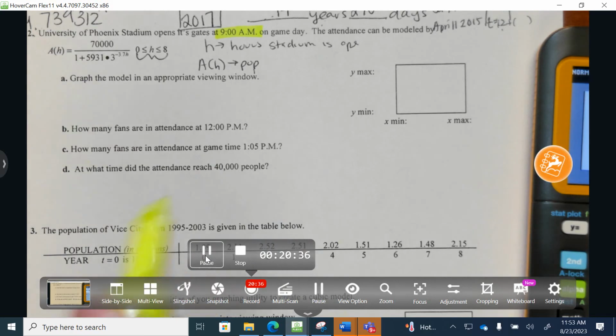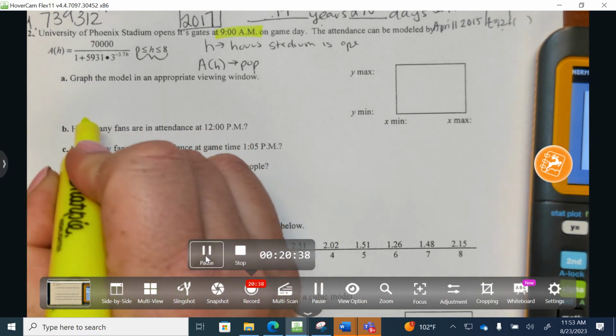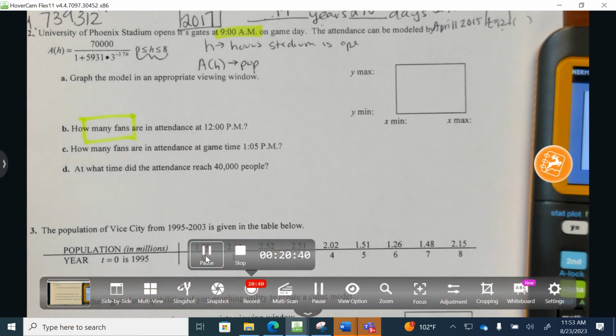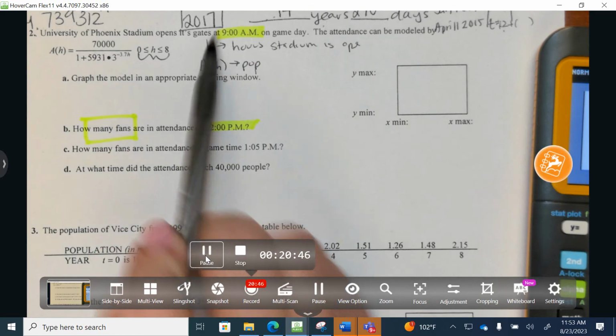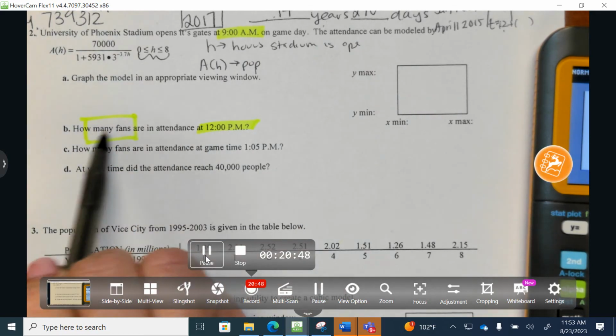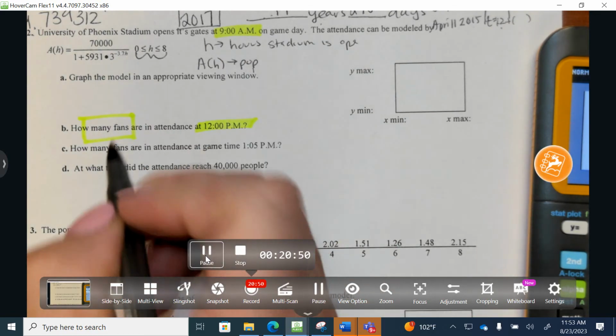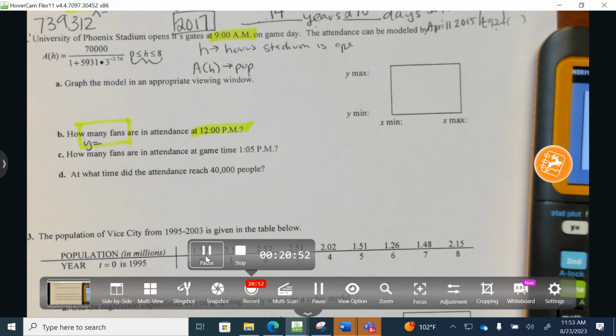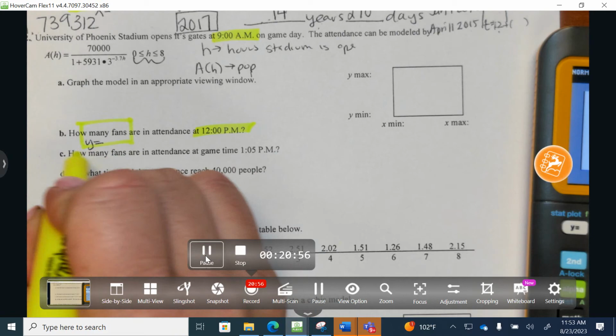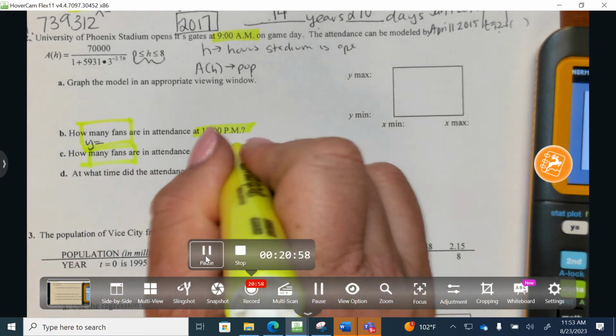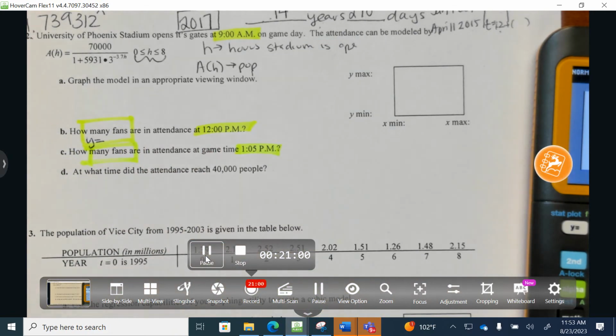We're going to box in what we're trying to find. So, how many fans? And then we're given a specific period of time. So we're going to be given a time, which is like an H, or it converts to an X in the calculator. We want to know the number of fans. That's the population. So we want to know what is going to be a Y answer. Same thing for part C. How many fans? We want to know a Y, and we're given a particular time.